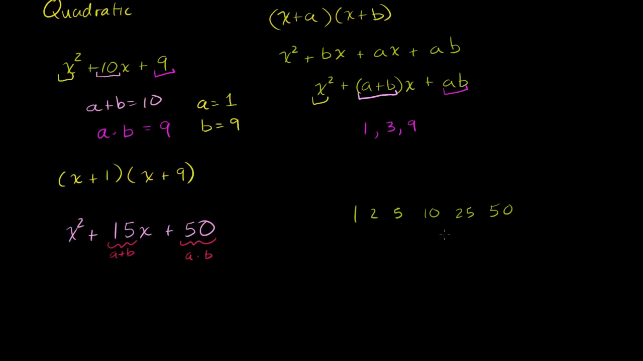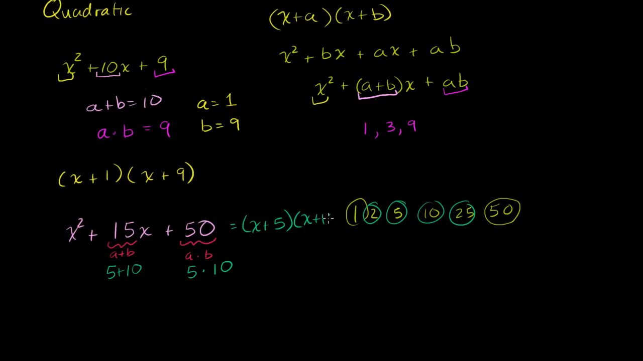Let's try out these numbers and see if any of these add up to 15. So 1 plus 50 does not add up to 15. 2 plus 25 does not add up to 15. But 5 plus 10 does add up to 15. So this could be 5 plus 10, and this could be 5 times 10. So if we were to factor this, this would be equal to x plus 5 times x plus 10.